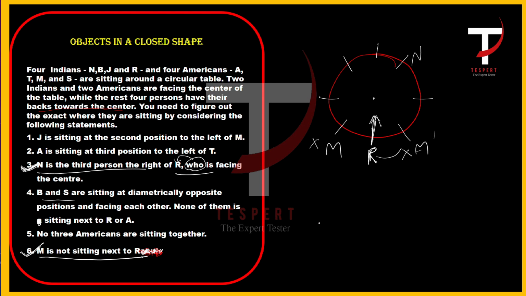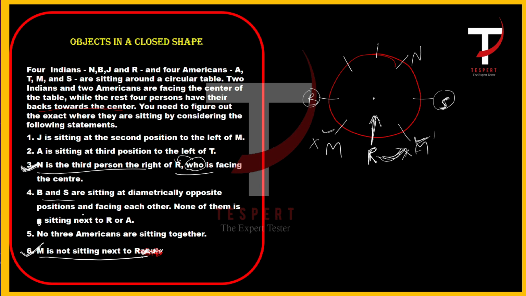Okay, so B and S are sitting diametrically opposite positions and facing each other. None of them is sitting next to R or A. So next to R, B shouldn't come here, right? Neither B nor S must be sitting next to R. So B shouldn't come here, and the only way that B and S must be diametrically opposite is these two positions. Okay, in these two positions they will be diametrically opposite. If we place B here or S here, then they will be sitting immediately next to R, which is not possible. Right, so B will be here and S will be here.